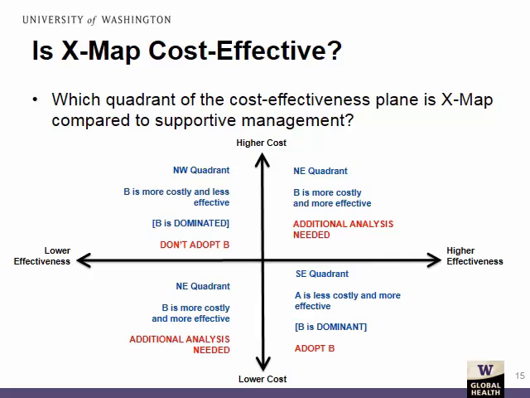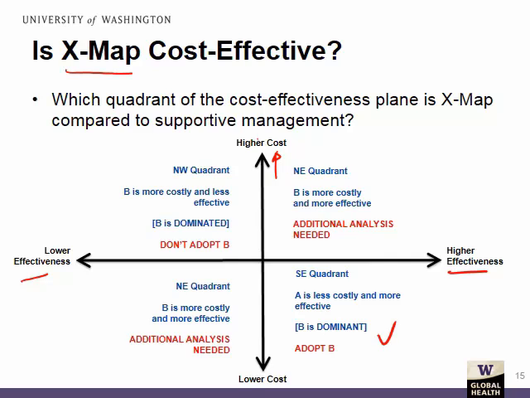So the question now becomes, is XMAP cost effective? And we ask ourselves, which quadrant of the cost effectiveness plane is XMAP? You know that this is the plane of cost, with higher cost and lower cost, and there's higher effectiveness and lower effectiveness. If there's higher effectiveness and lower cost, this is a dominant strategy.